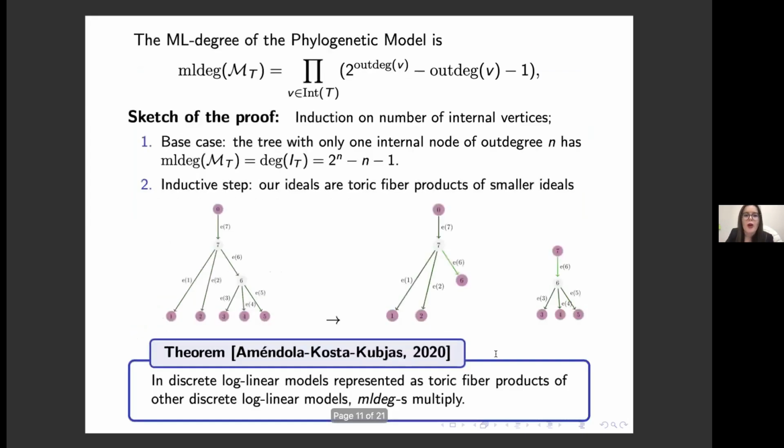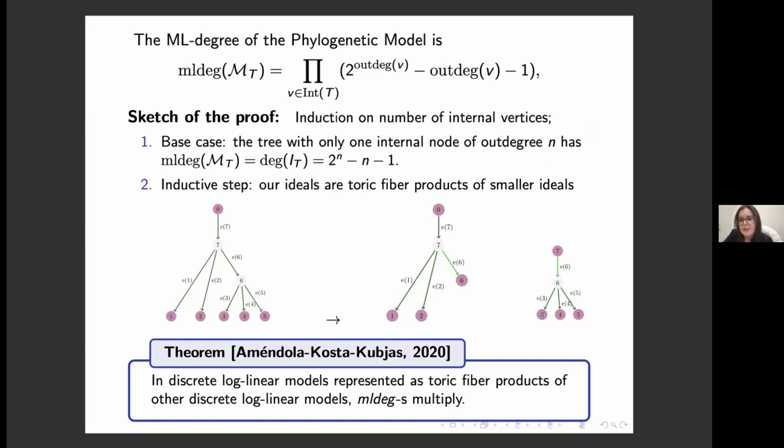Okay, so here is a brief idea of how the proof works. The proof is an induction on the number of internal vertices. The base case is when the tree has only one internal node. So the tree looks like a star, like for instance, the last tree here, a tree with one internal node. In this case, we showed that the ML degree of the model itself is equal to the degree of the ideal, which is 2 to the n minus 1, where n is the number of edges leaving that internal node.